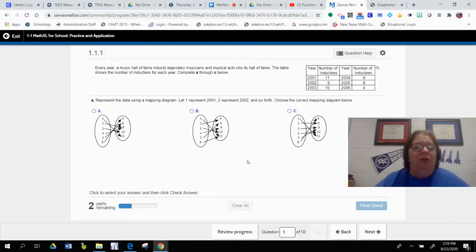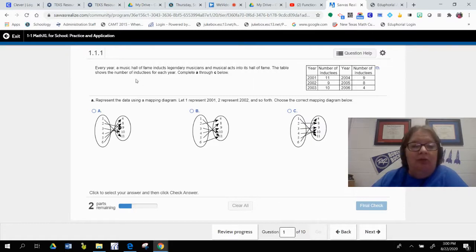Okay, this problem says, every year a Music Hall of Fame inducts legendary musicians and musical acts into its Hall of Fame. The table shows the number of inductees for each year. Complete A through C below. So this is part A. It says represent the data using a mapping diagram. Mapping diagrams are these things with the ovals and the arrows. Let 1 represent 2001, 2 represent 2002, and so forth. That's important. Choose the correct mapping diagram below.